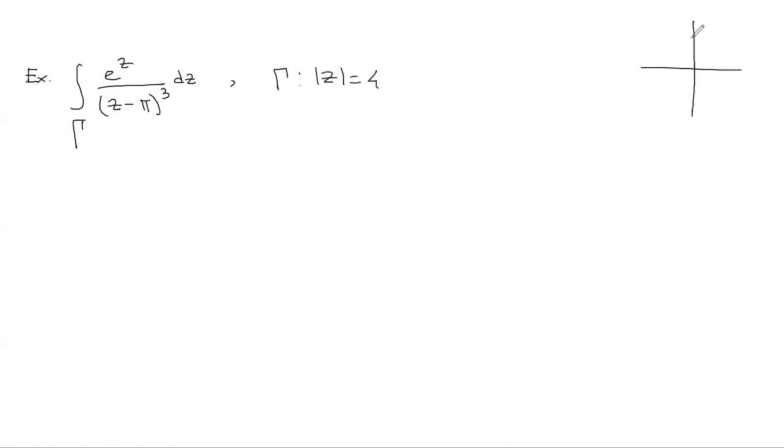Next, let us take integral over gamma e power z by z minus pi power 3 dz, where gamma is mod z equal to 4. So which is a circle with center 0 and radius 4. Here is the point 4, 0, minus 4, 0. Now what are the singularities of the function fz? So here fz equal to e power z by z minus pi cube.